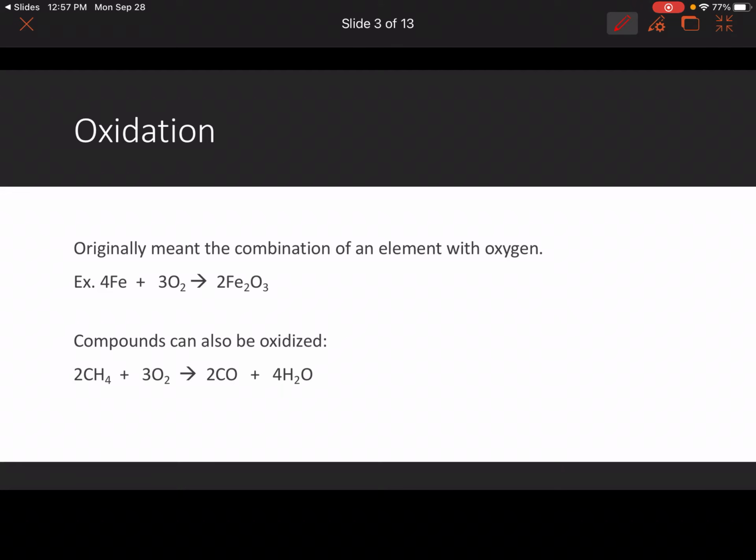So here we're seeing iron. So elemental iron, we're adding oxygen to it, so plus the oxygen gas, and then we get our iron oxide here. So that would have been the oxidation of iron. Now, compounds can also be oxidized. So if you'll see here, this is methane gas, if you remember that from grade 11 organic chemistry. That's methane plus oxygen. And then we've got carbon monoxide and water there. So that would be another example there.